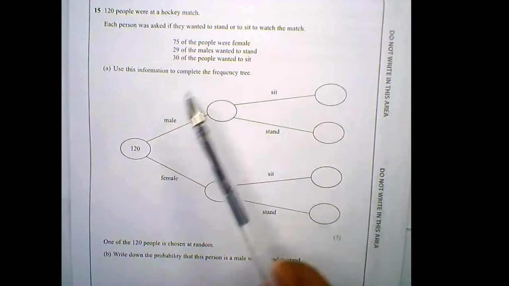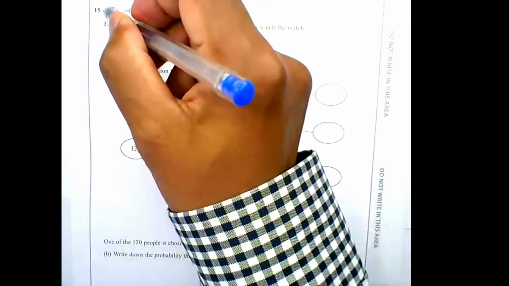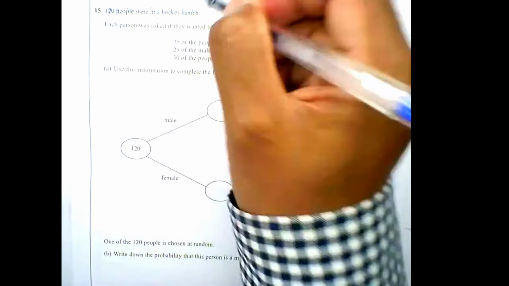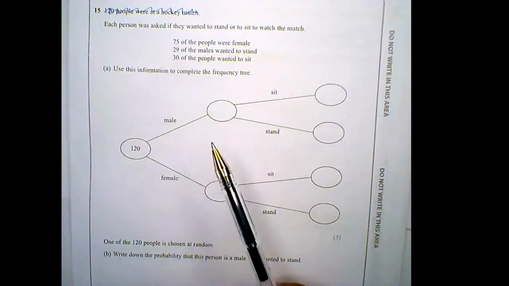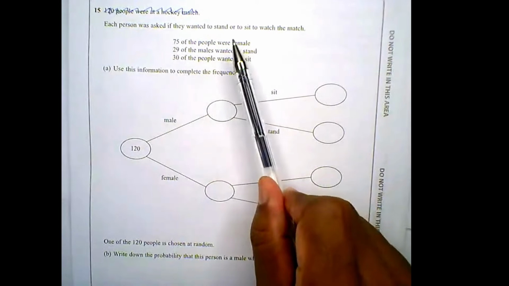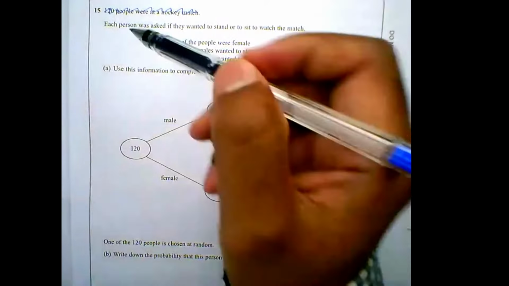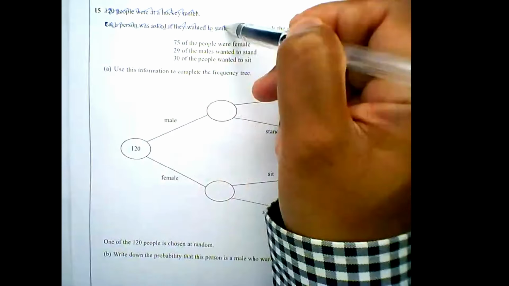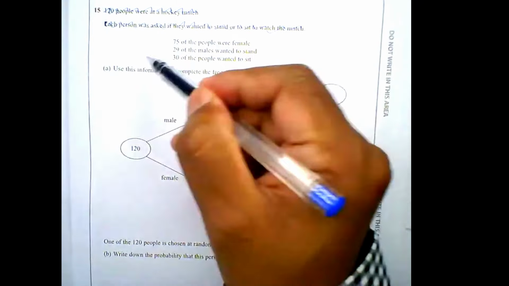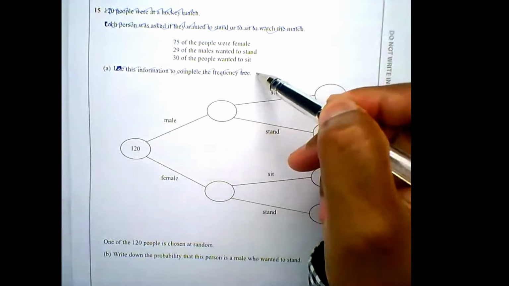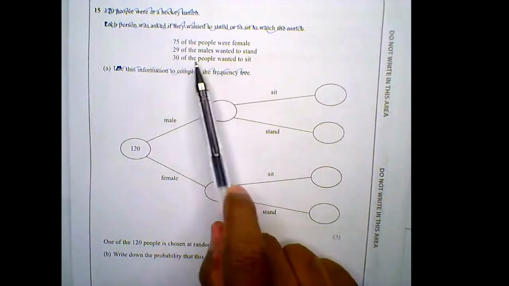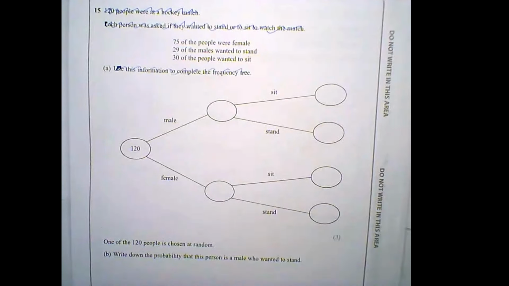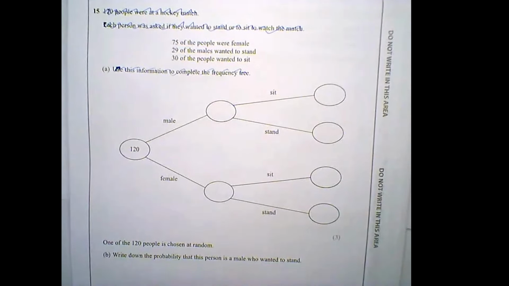One of the 120 people is chosen at random. Write down the probability that this person is a male who wanted to stand. Okay, so if we think about this first sentence, we don't really need it because it tells us what we've got here. Each person was asked if they wanted to sit or stand to watch the match. Again, we don't really need this information. So really, I just have to process these 3 sentences. So it's much simpler to work out, much easier on the eyes.